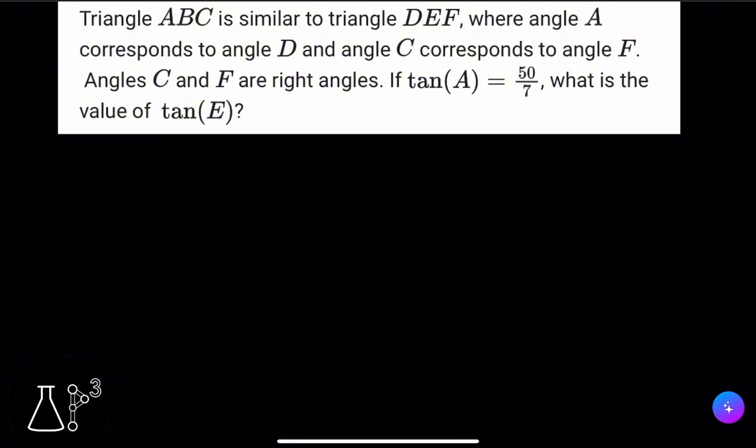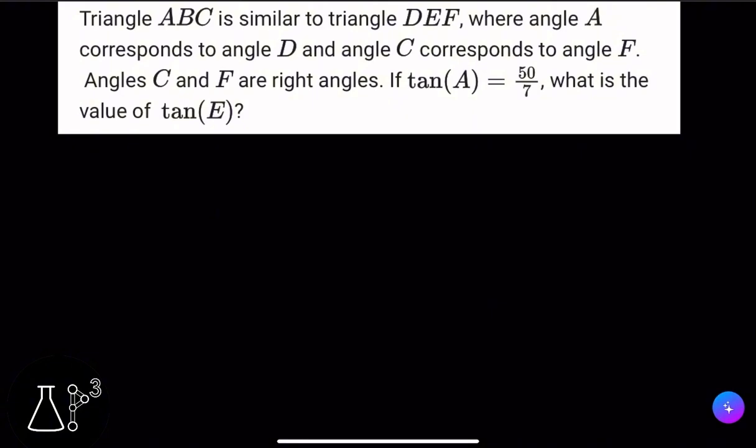Okay, let's do another question. Triangle ABC is similar to triangle DEF, where A corresponds to D, C corresponds to F, and angles C and F are right angles. If tangent A equals 50 divided by 7, what is the value of tangent of E?